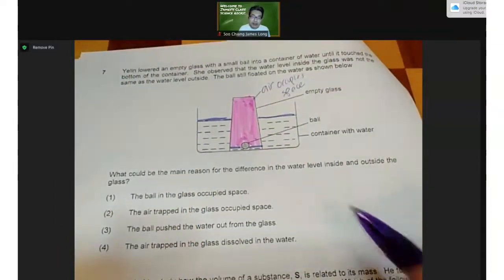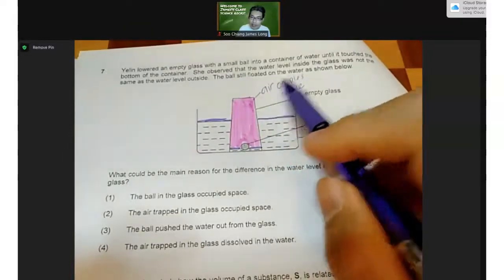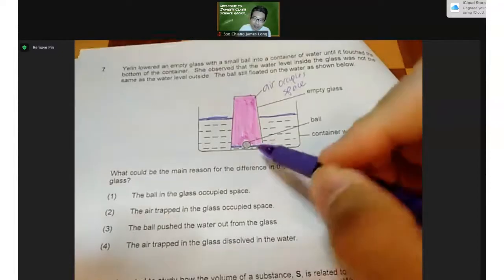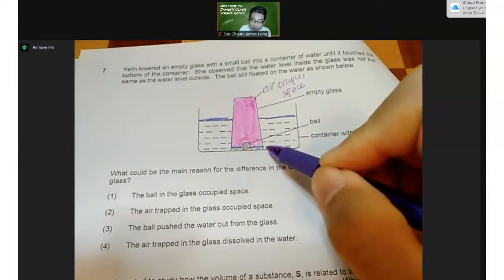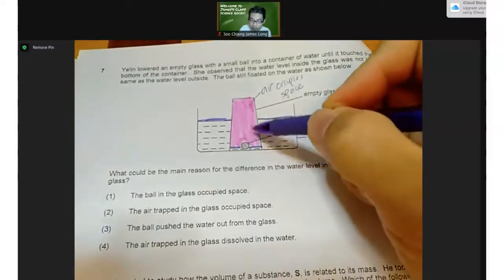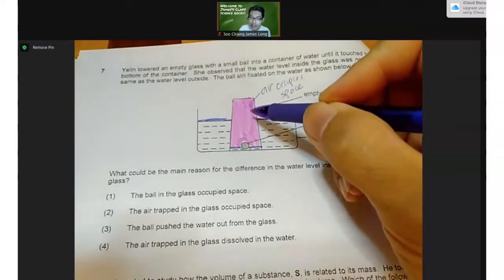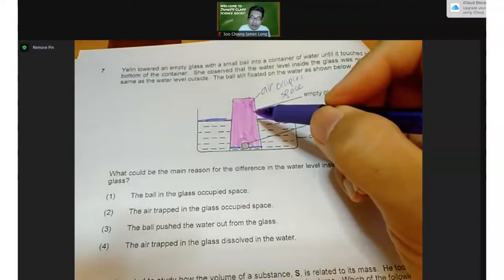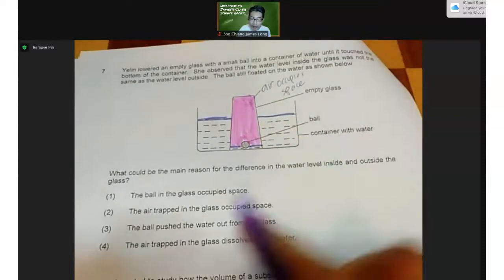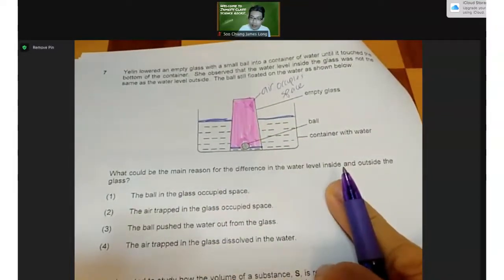The second property is this. Air is a state of matter, and air is a mixture of gases. Air can be compressed because gases can be compressed. Since gases can be compressed, that's why some water could enter and push and compress some of the air. It cannot go all the way up because air still occupies space inside the glass, but it allows itself to be compressed very slightly.